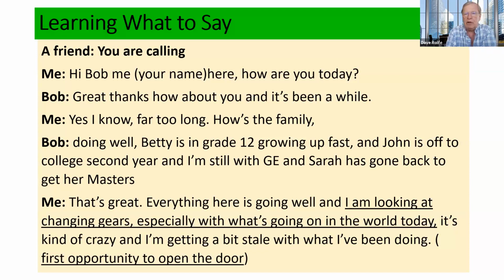Bob: Well, doing well. Betty's in grade 12, growing up fast, and John's off to college, 2nd year, and I'm still with GE, and Sarah's gone back for her master's. Typical conversation, back and forth. So again, this is somebody, it's a friend. It's not nothing engaging. It's just up to date.